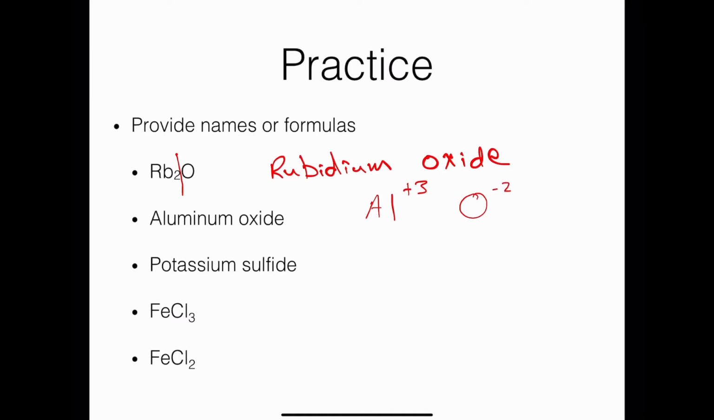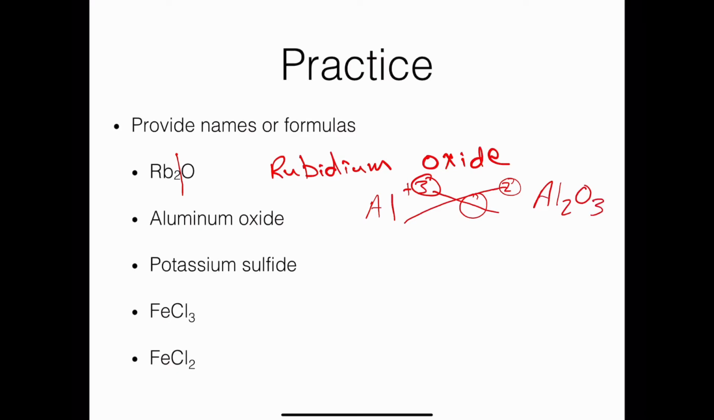Now this one is a little bit harder to see how many of one we need to balance the other because it doesn't go into it evenly. So instead, finding the least common multiple is one approach, or in this case, the crisscross method actually works better here. Because if we do this, we take the 3 and put it at the base of the oxygen, and we take the 2 and put it at the base of the aluminum, we end up with Al2O3. And that's our formula.